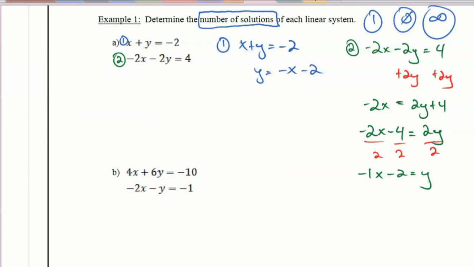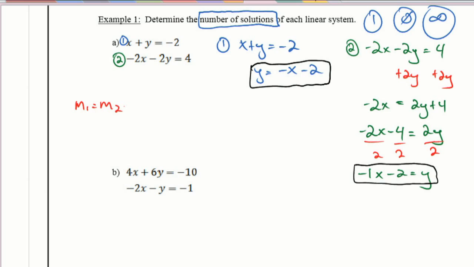All right, so I'm going to compare my equations here. This was line 1. Y is negative x minus 2. Here I have the same thing. So our slopes are the same. If I look at the slope of my first line, it's equal to the slope of my second line. My y-intercepts are the same. So I can just write something like, these are the same line.